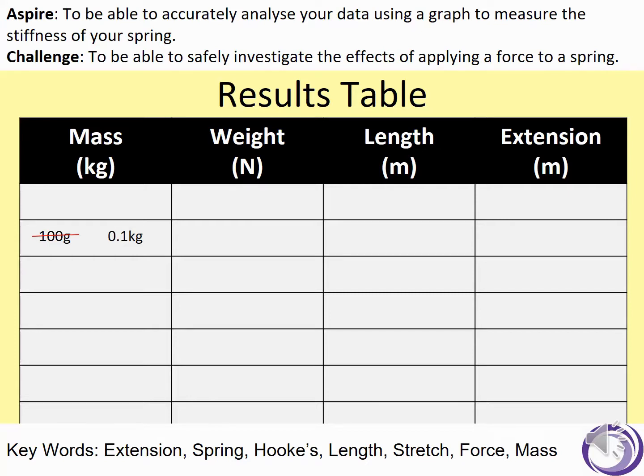The next column says newtons, and we need to convert our 0.1 kilograms into newtons. From a previous presentation that you have learnt, we should know that weight equals the mass, 0.1 kilograms, times gravitational field strength, which we will take as 10. So we're going to take our 0.1 kilograms, multiply it by 10, and that will give us an answer of the weight being 1 newton.